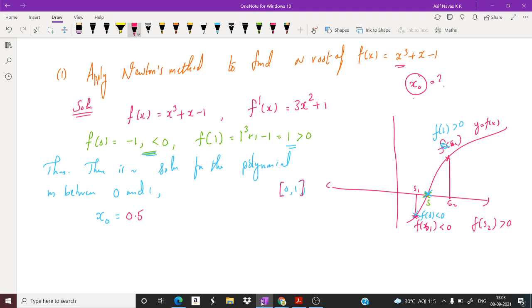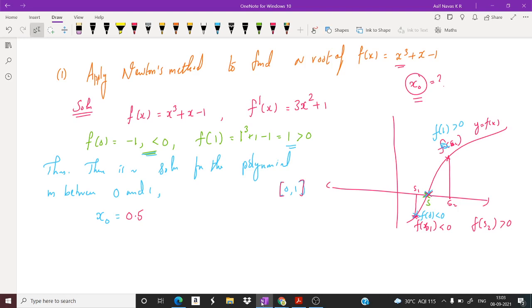So how to take x naught? Sometimes in the question itself x naught will be given. Otherwise, you have to check: for some values f is less than 0 and for some values it is greater than 0. Then you can take some value in the middle as x naught. So here the root is in between 0 and 1, and I am taking x naught as 0.5.